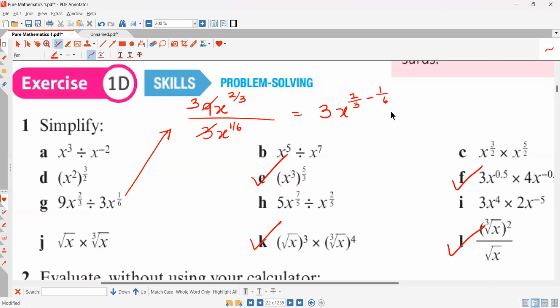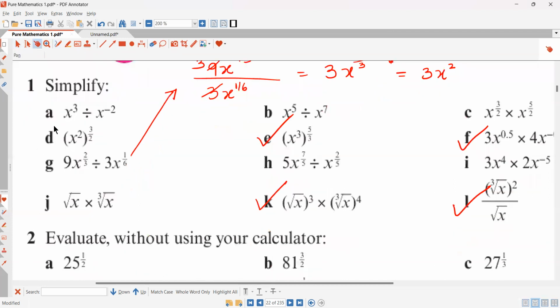Now you put this in the calculator, how much are you getting? 3x raised to 2 by 3 minus 1 by 3. 1 by 3. So 3x raised to 1 by 3 is your answer. Is your doubt clear? Okay. So this is done. Guys, G part is done.